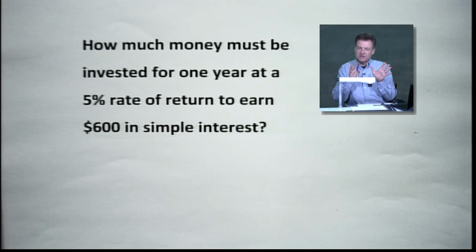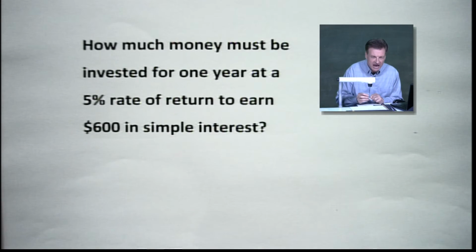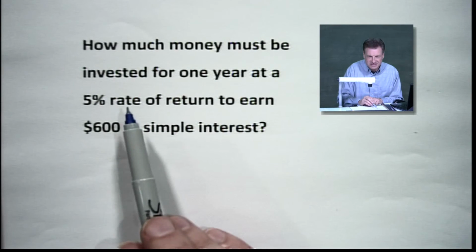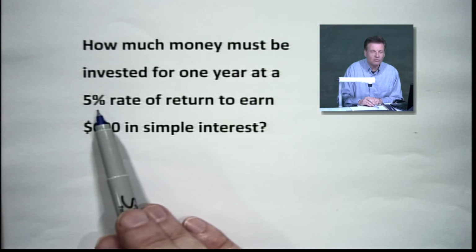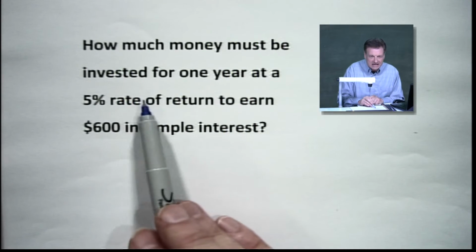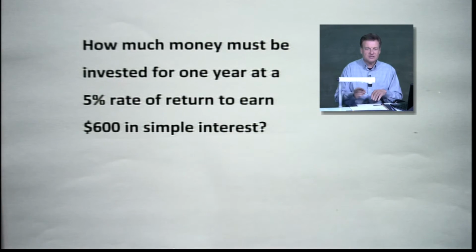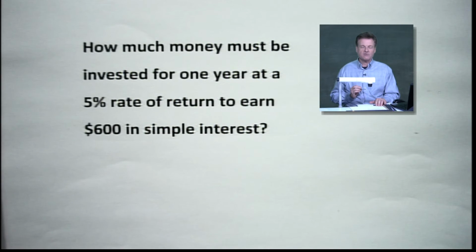All right, we're going to do simple interest again. 1 year annual interest at a 5% rate of return. By the way, when we see these percent rates, they are our annual rates. That's what you're expecting to get on average per year. Now, rate of return to earn, we want $600 in simple interest. It's a mouthful. It's a lot of reading there, isn't it?